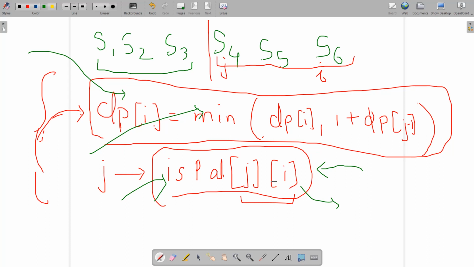We are going to pre-calculate it. That's why I've written a separate 2D Boolean vector, you can say is pal j and I. We are going to calculate for every i and j, varying from 0 to n minus 1, whether the current substring starting from j to I is a palindrome or not. The concept I am using is like matrix chain multiplication. I will explain it now. Okay, so let's move further.